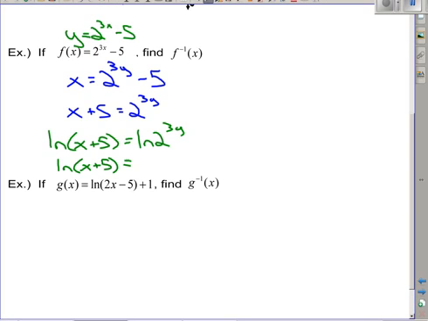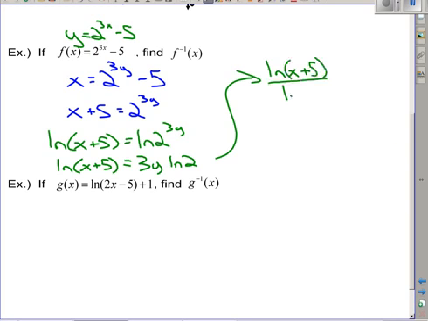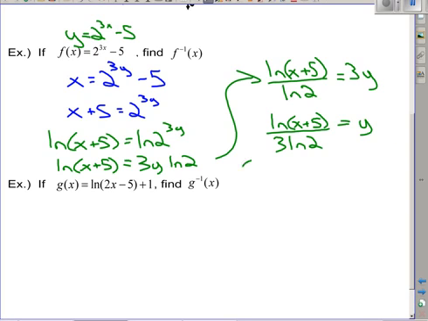I know from my log laws, now I can bring down that 3y, the exponent. I could divide both sides by ln 2. And that'll give me 3y. And I can also divide both sides by 3. So I'll get ln of x plus 5 over 3 ln 2 would be my y. Finally, I can just write it with appropriate notation.